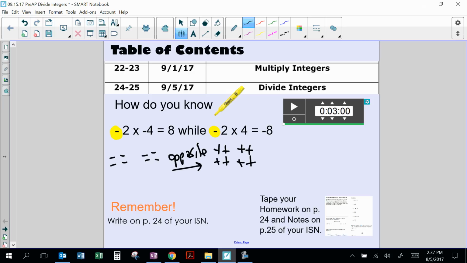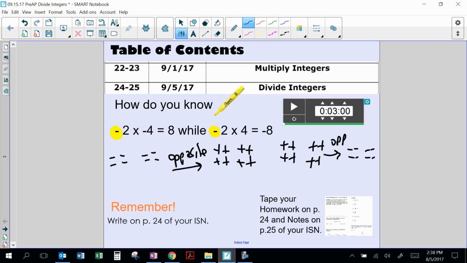And that is true. Well, next one, what's the opposite of two groups of 4? Here's two groups of 4. The opposite would be negative 8, the opposite of two groups of 4. And that is why this is so. These are saying do the opposite of.